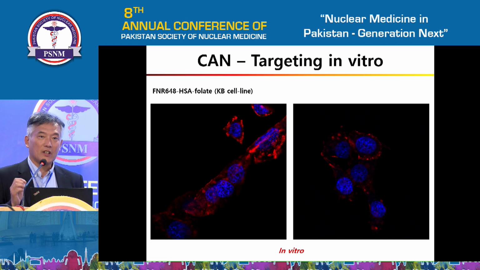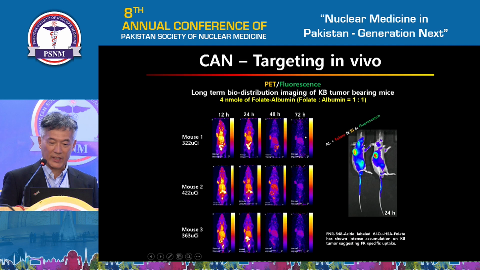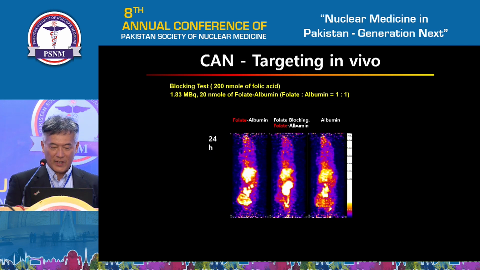Firstly, we attached folate as a targeting molecule. You can see the KB cell line that highly expresses the folate receptor. You can see here high uptake inside the cell, and that is blocked with folate. After that, we did in vivo imaging, and you can see here the tumor-inoculated model. You can see the high uptake in the mouse model.